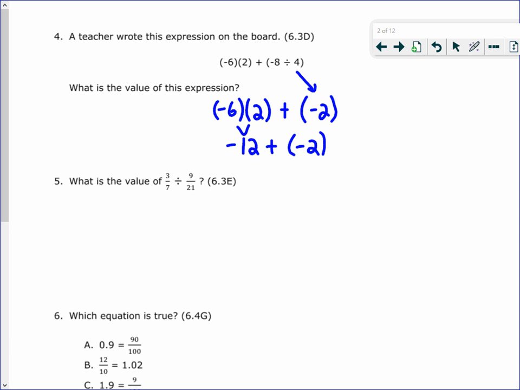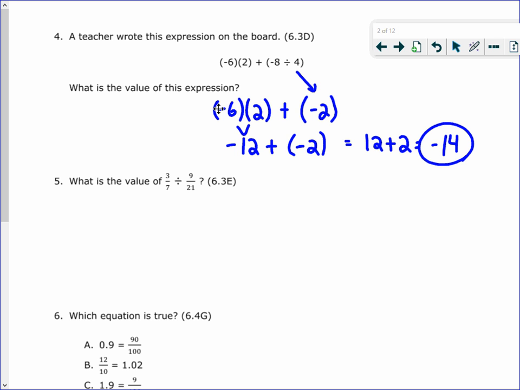And then finally we have negative 12 plus negative 2. As you can see, we're adding, so we're in good shape. We have the same signs. So we're going to add 12 plus 2, and then we're going to keep the sign. So 12 plus 2, which is 14, and then we keep the negative sign because the signs are the same. So our final answer is negative 14.